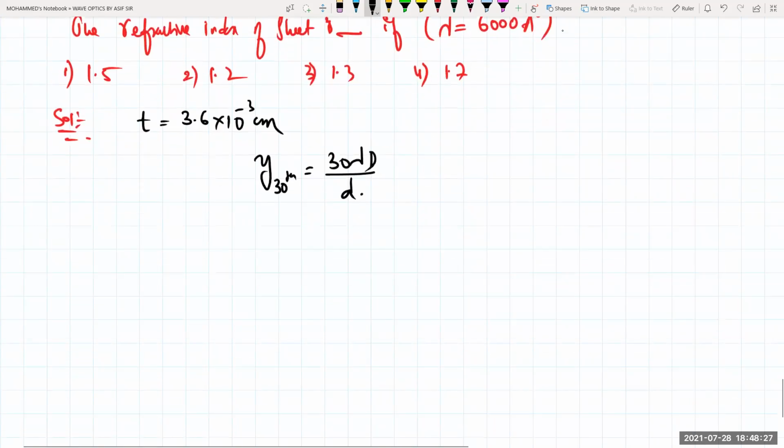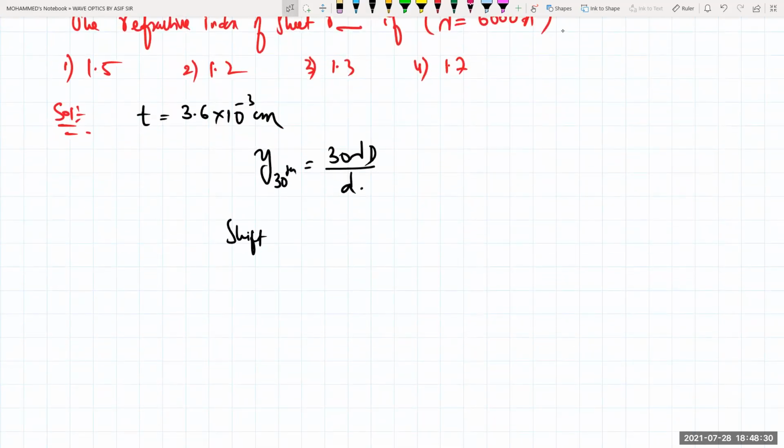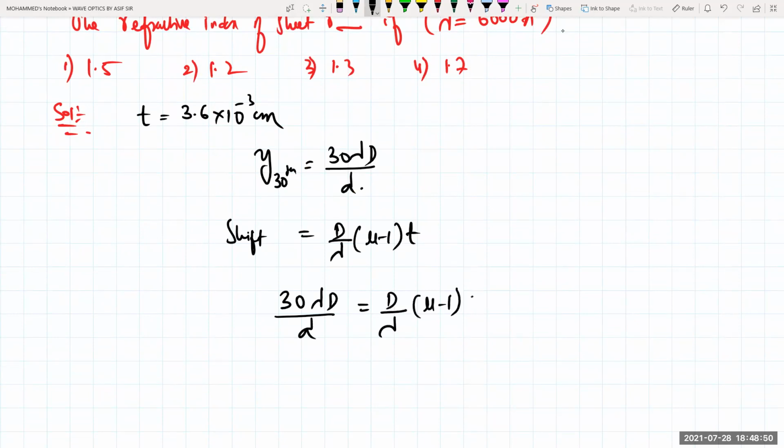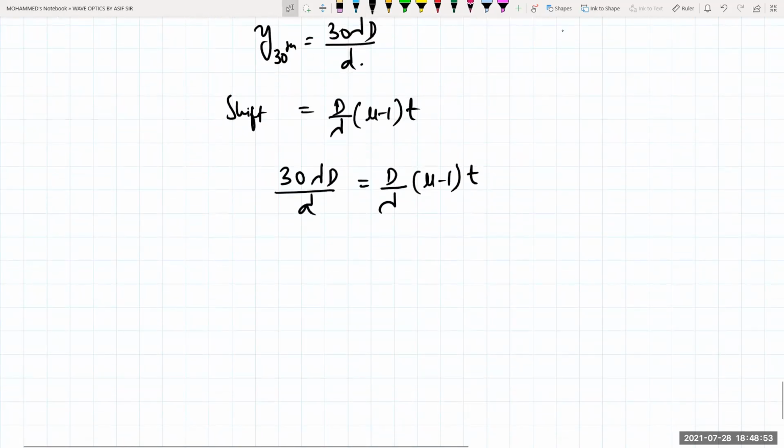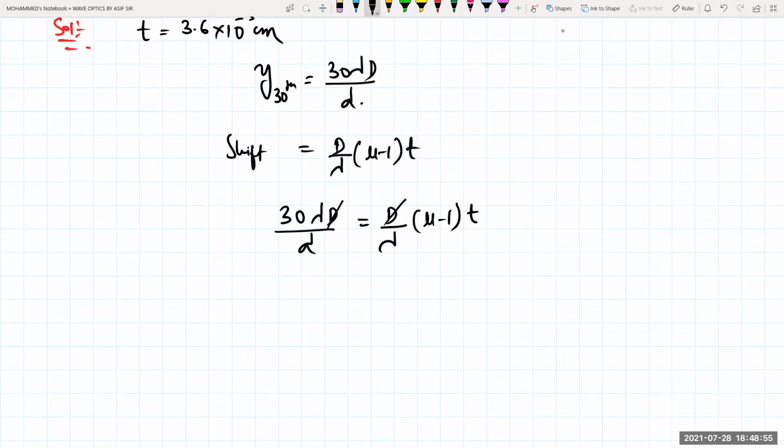So how do we calculate the shift in the pattern? I told you, the shift will be capital D by small d into mu minus 1 into thickness. And these two must be equal. This shift will be equal to y of the 30th. That means 30 lambda into capital D divided by small d must be equal to this shift, capital D by small d into mu minus 1 into thickness. Now this capital D will get cancelled. So this will become 30 lambda is equal to mu minus 1 into thickness.